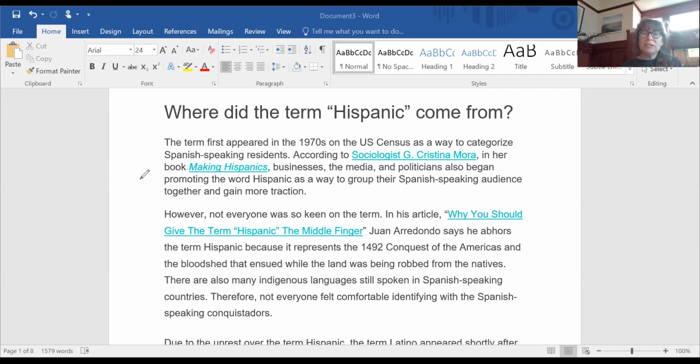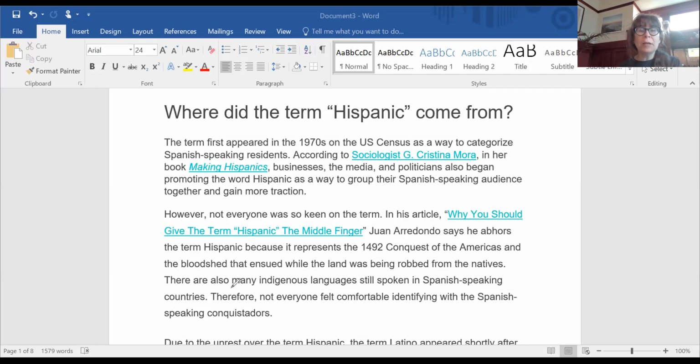However, not everyone was so keen on the term. That means they weren't so fond of it. They didn't like it. In his article, Why You Should Give the Term Hispanic the Middle Finger, Juan Arredondo says he abhors the term Hispanic. That means he hates it because it represents the 1492 conquest of the Americas and the bloodshed that ensued while the land was being robbed from the natives.